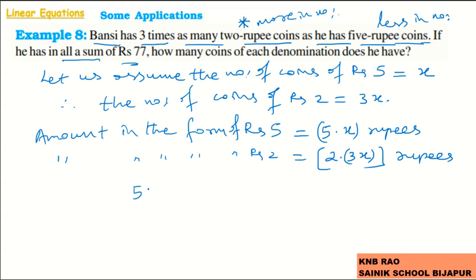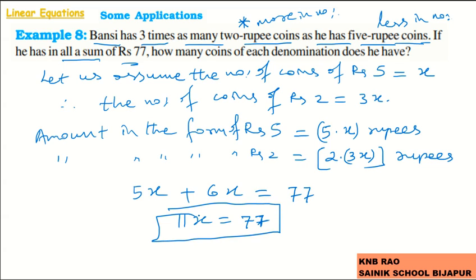5x plus 2 into 3x, which is 6x, equals the total rupees 77 that he has. So 5x plus 6x is 11x. Both are like terms, so add them straight away. 11x equals 77. Write the working steps to solve this equation formed. While solving 11x equals 77, x is 7.